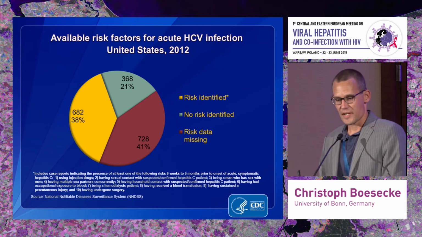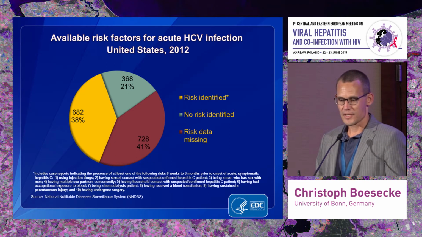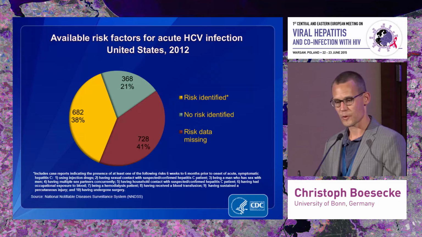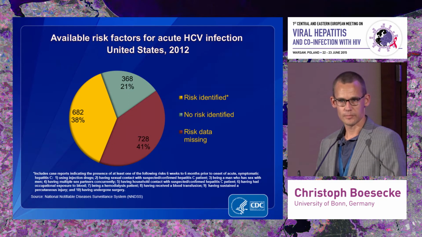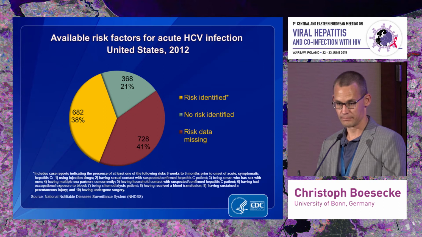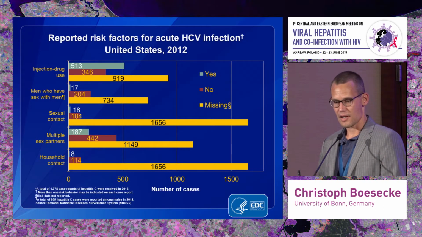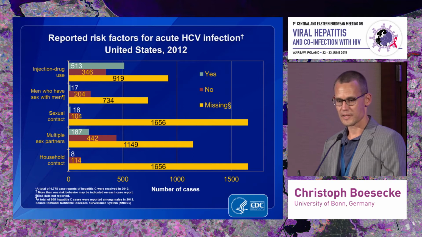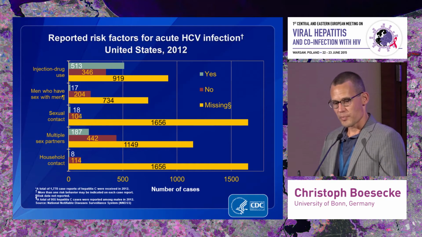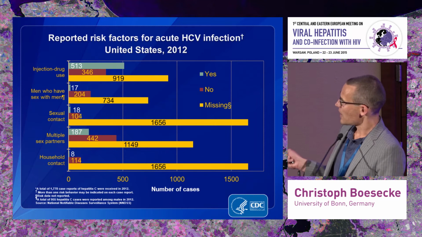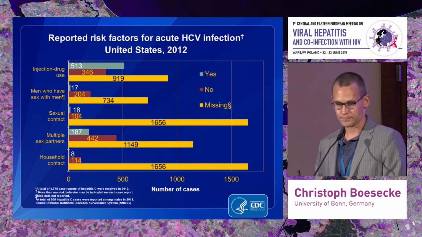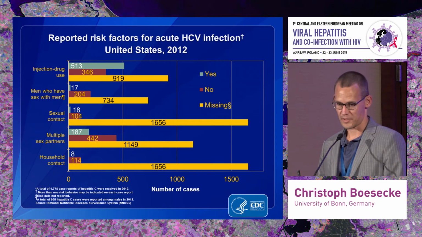When it comes to risk factors, the data are less conclusive at the moment. This is again the CDC analysis, and you can see in dark red that in almost 40% of all reported cases, there were no data available on possible transmission risk factors. In the other 60%, there were some data available, and that would be the classic transmission risk groups, IVDU, and men who have sex with men, and then a group with multiple sex partners. But again, the yellow bars show you that in most cases, no risk factors have been reported.